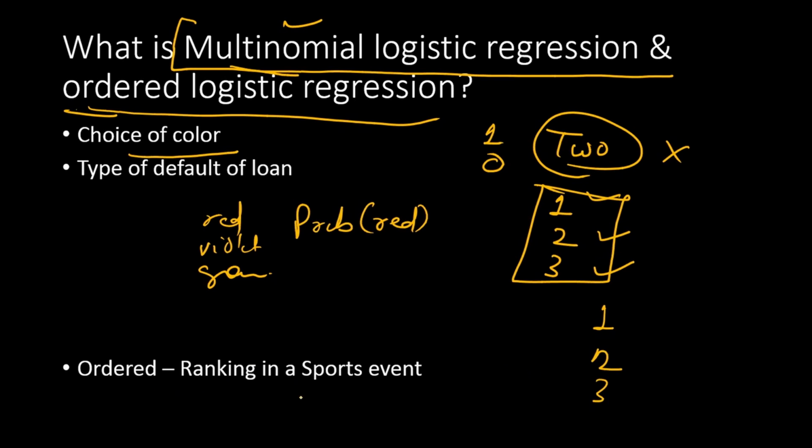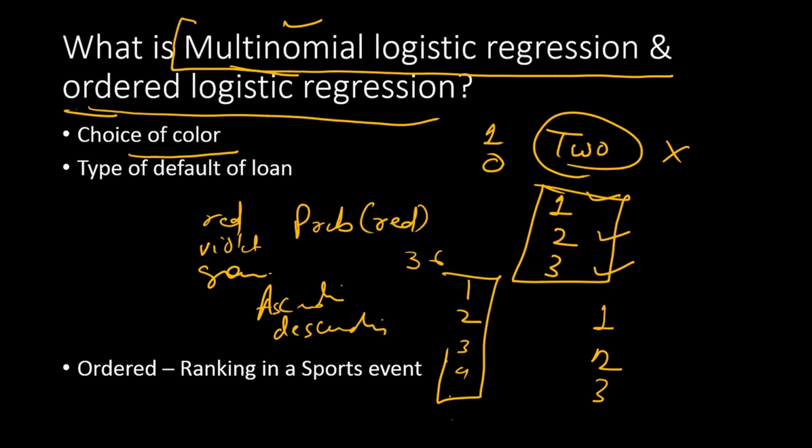And then a ranking of different teams in a sports event. Let's say there are 36 teams competing for 8 places. So the top 8 places could be 1, 2, 3, 4, 5, and so on. So that is ordered logistic regression, where you can actually order in different ways. You can order in ascending or in descending fashion.